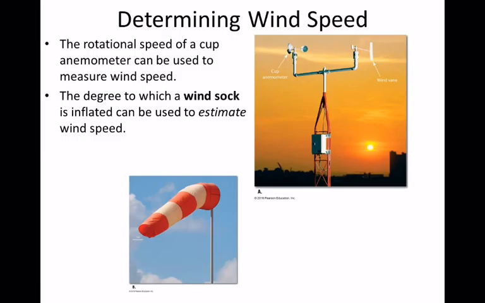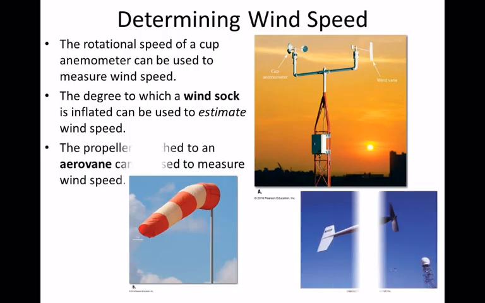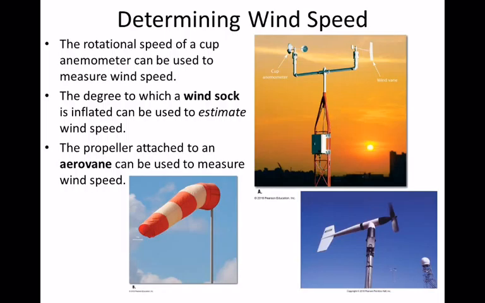So this one is really common, like at airports. You can do a lot with a wind sock like that, because the wind sock rotates a little bit. However it's swinging, you can see the direction of the wind, and however inflated or not inflated it is, you can get a sense for how fast the wind's blowing. So it does both. And then we have an aero vane.